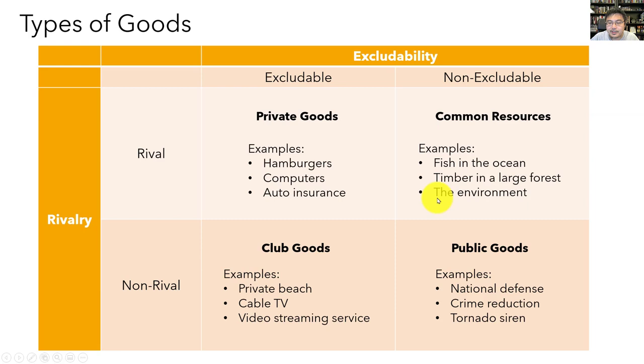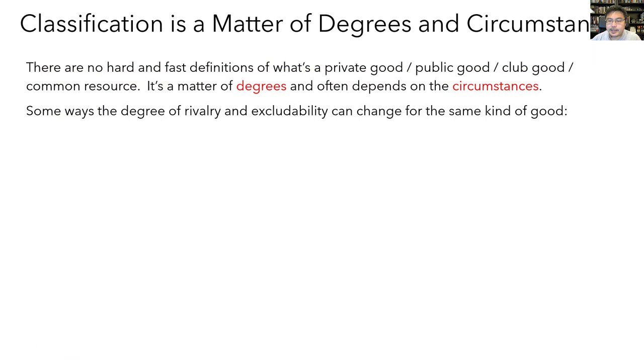All right, so we just defined four different types of goods in terms of their rivalry and excludability. But it's important to keep in mind that there's no real hard and fast rules for what should be called a private good, public good, club good, or common resource. For example, there's no committee of economists who declare that private beaches should always be called club goods or that tornado sirens should always be called public goods. These definitions are matters of degrees, and which classification fits best often just depends on the circumstances. And so to help us think through these issues, here are a few of the ways in which the degree of rivalry and the degree of excludability can change for the same kind of good.